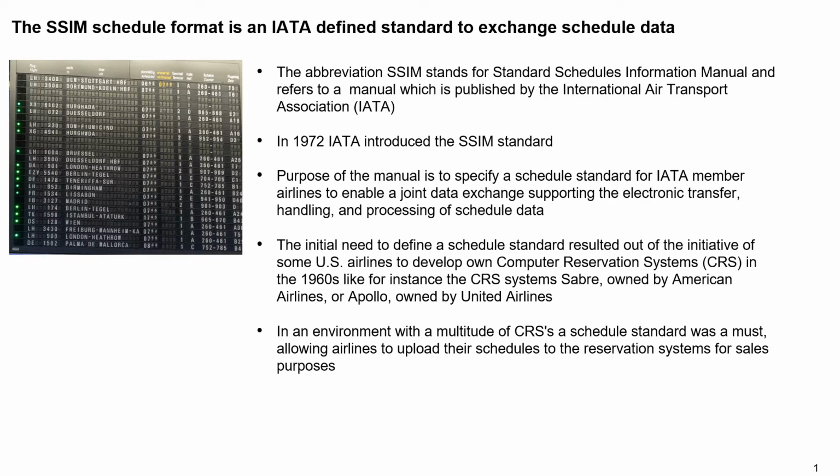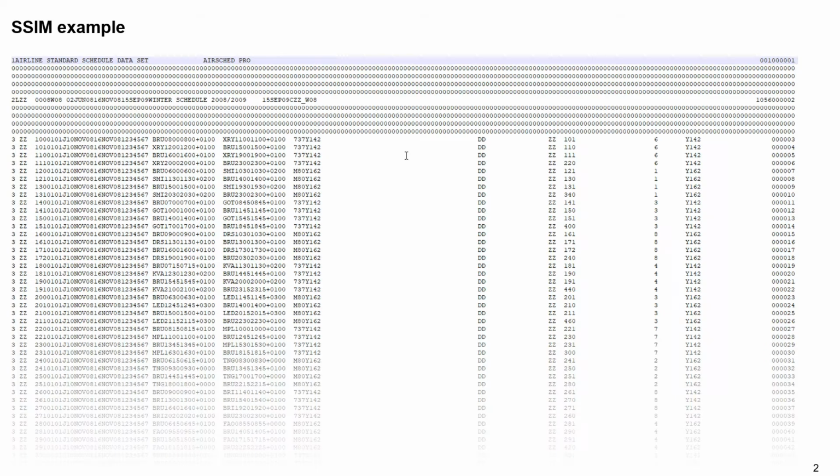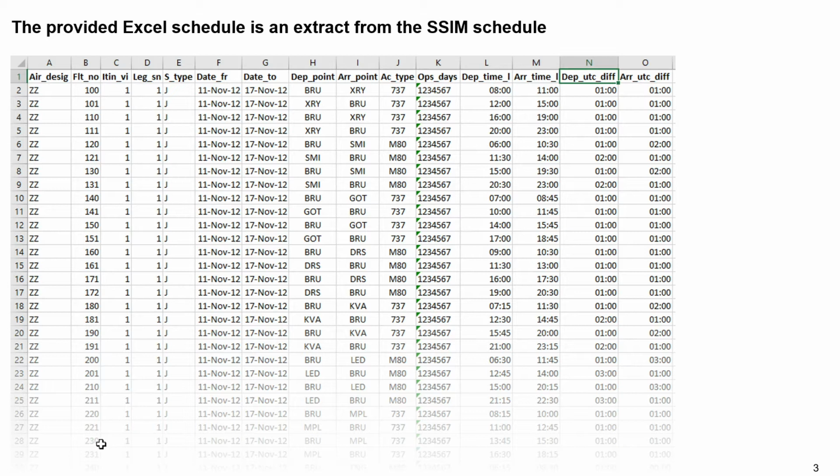The purpose of this standard is to enable a joint data exchange supporting the electronic transfer, handling, and processing of schedule data. SIM schedule is provided in the form of a plain text file with fixed columns for different data fields. In this video, we are not dealing with the question of how to import a SIM schedule into Excel or a database management system, but we start straight with an extract of the provided data in the form of an Excel workbook.